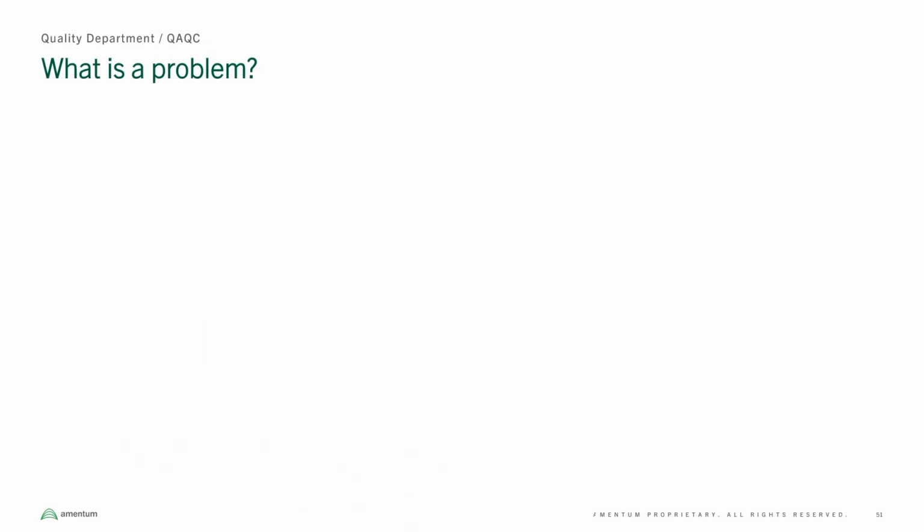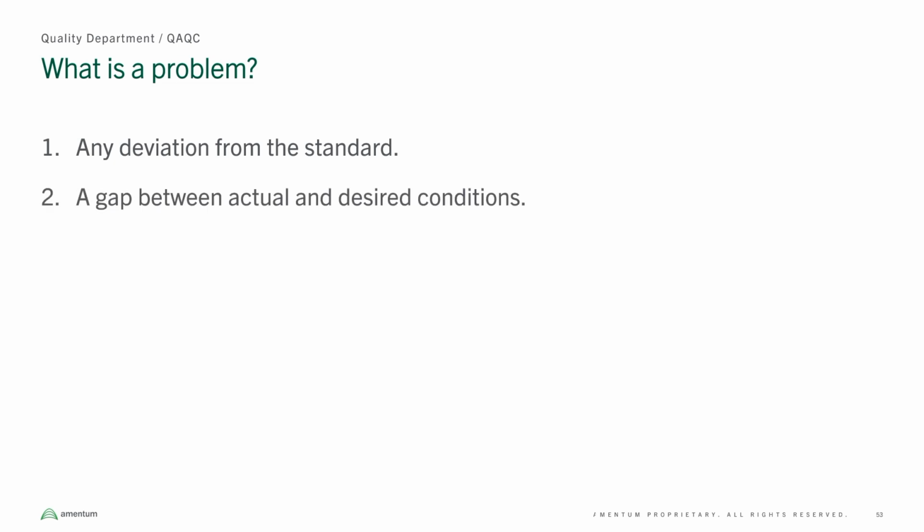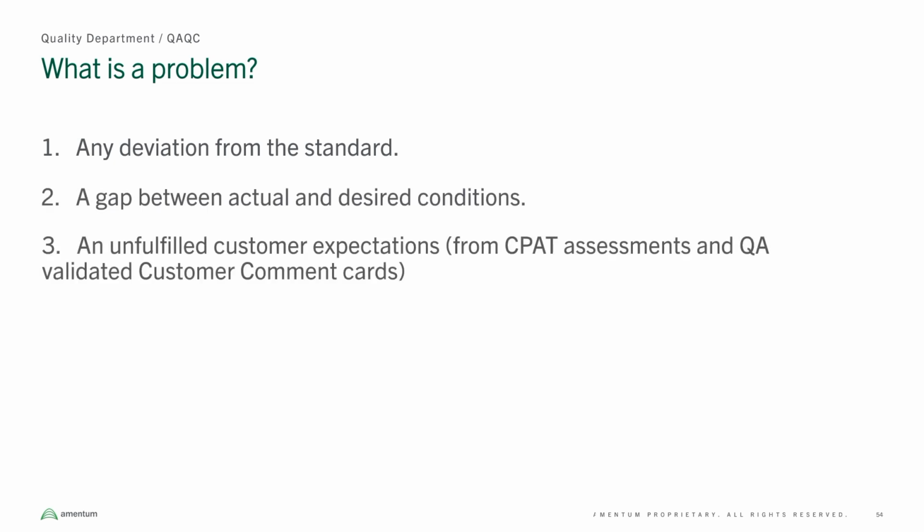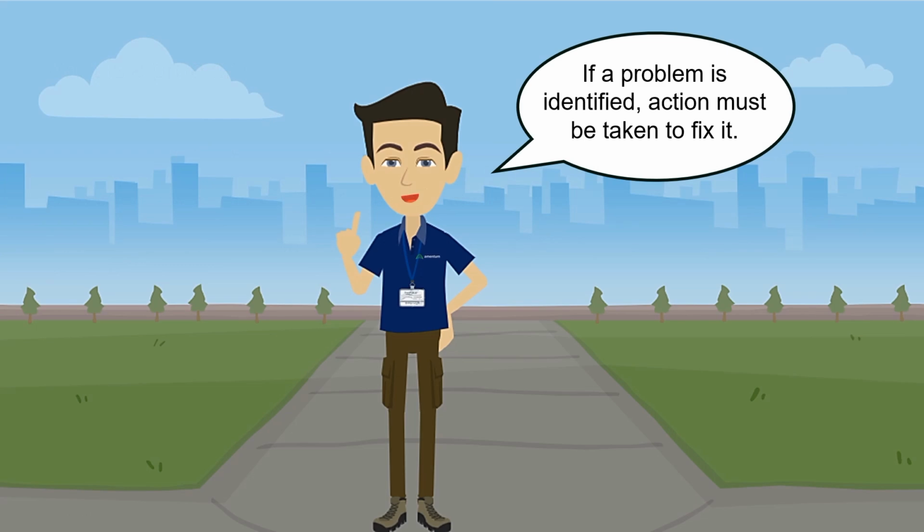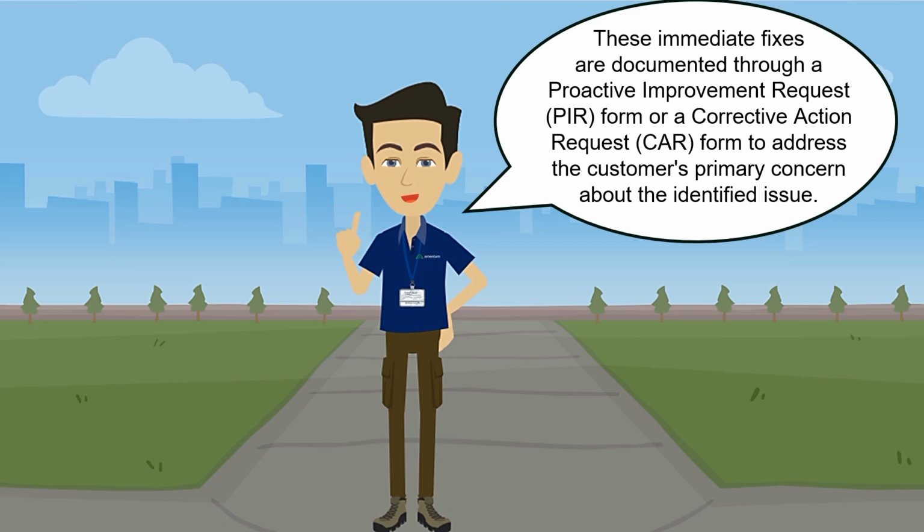What constitutes a problem in the context of the Amentum QMP? It is any deviation from the standard or a gap between actual and desired conditions, and unfulfilled customer expectations from CPAT assessments and QA-validated customer comment cards. If a problem is identified, action must be taken to fix it. These immediate fixes are documented through a proactive improvement request (PIR) form or a corrective action request (CAR) form to address the customer's primary concern about the identified issue.